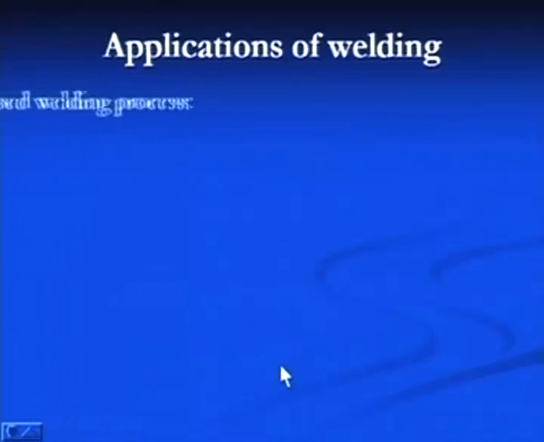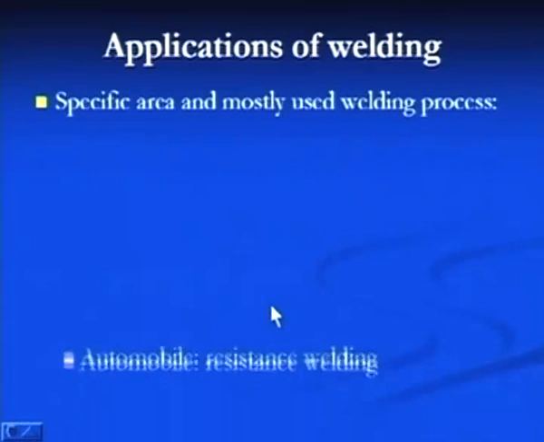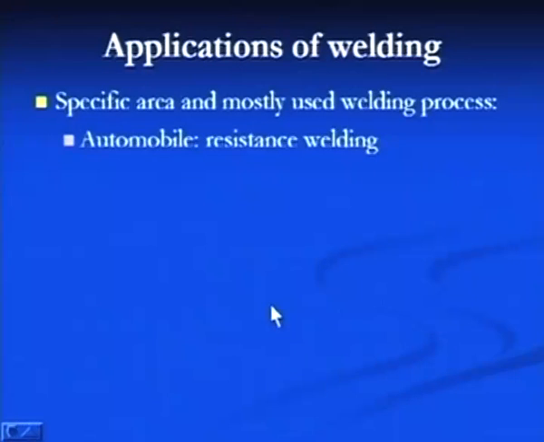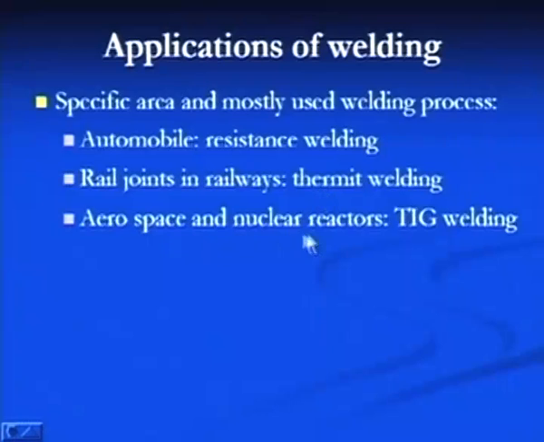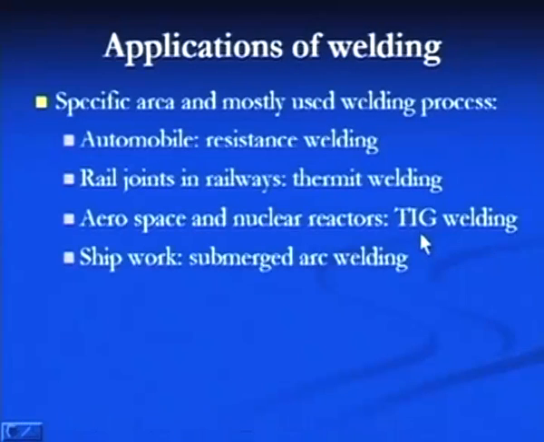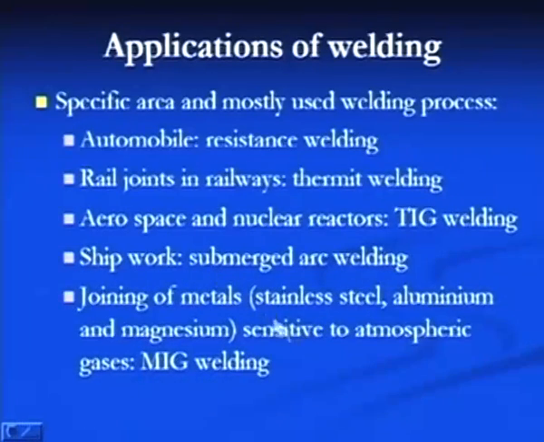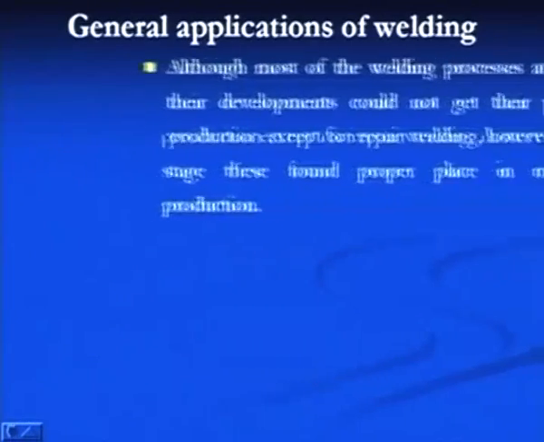Applications of the welding are very wide and used in variety of the areas. Specific area wise, there are a few welding processes which are most commonly used, like in automobile, resistance welding processes are very common. In rail joints, for producing the rail joints in railways, thermite welding is used. In aerospace and nuclear reactors, mostly TIG welding is used because it is able to produce the more reliable weld joints. In the ship work, where heavy sections are to be welded, submerged arc welding is commonly used. Joining of the metals which are sensitive to the atmospheric gases like stainless steel, aluminium and the magnesium, the metal inert gas welding process or gas metal arc welding process is commonly used. Other applications are like this.